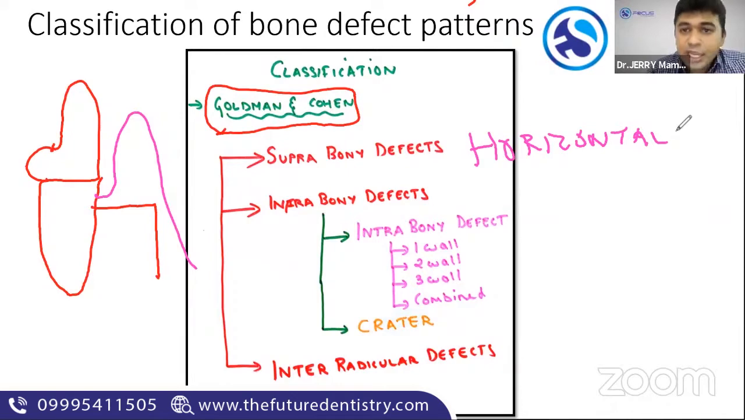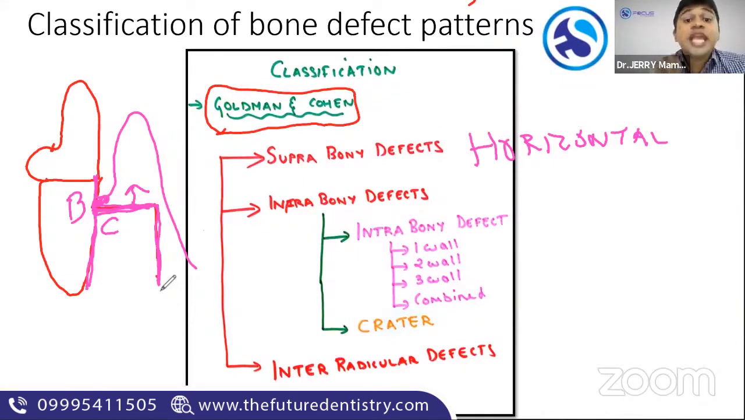Now, how do you define this? You can define it two ways. In relationship to the bone, the crest of the alveolar bone will be perpendicular to the tooth surface. Or you can say that the base of the pocket will always be coronal to the crest of the alveolar bone. It is situated at a coronal level as compared to the crest of the alveolar bone. Very simple. That is your suprabony defect or your horizontal defects. Okay, I hope that is clear.